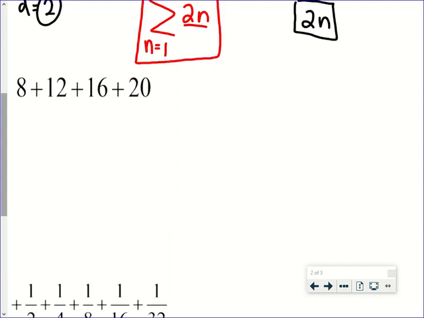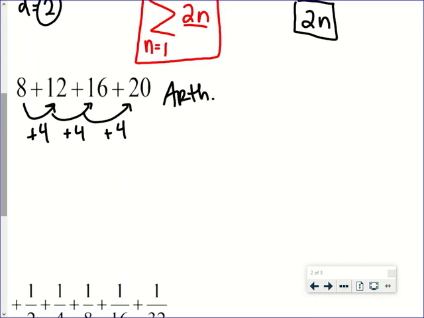So for this one, we have to figure out our pattern again. So how are we getting from 8 to 12 to 16 to 20? We are adding 4. So since it's an addition pattern, this is an arithmetic sequence again, and our pattern is 4. So the d equals 4. So now we're going to use our formula, the same one as last time.